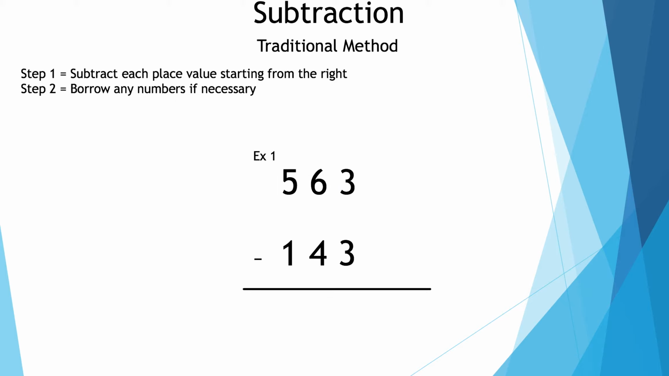Here we have 3 digits minus 3 digits. 3 minus 3 is 0. 6 minus 4 is 2. 5 minus 1 is 4. So my answer is 420.